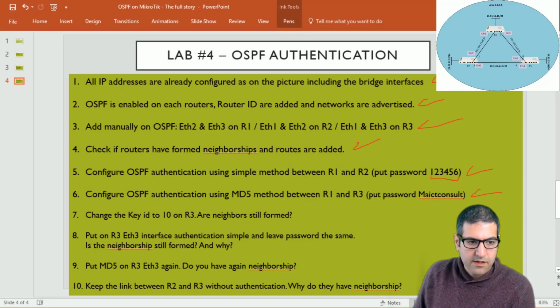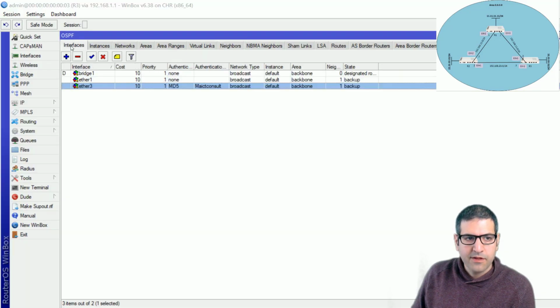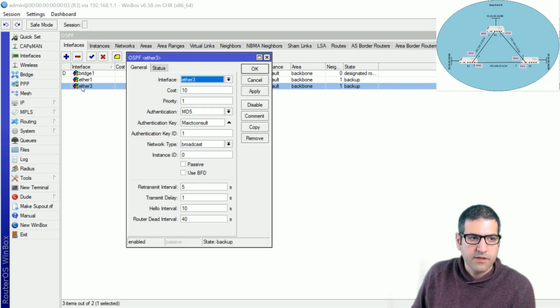Change the key ID to 10 on router 3. Are the neighbors still formed? Okay. If we go now to router 3, on the interface where we enabled the authentication, that was Ethernet 3 here, it asks us for the authentication key ID. We have set the password here the same as on router 1 for Ethernet 3. And the authentication key ID here is 1. They said put it to 10. And from the other side, on router 1, it's still 1. Okay? The authentication key ID here is 10, and on the other side it is 1.